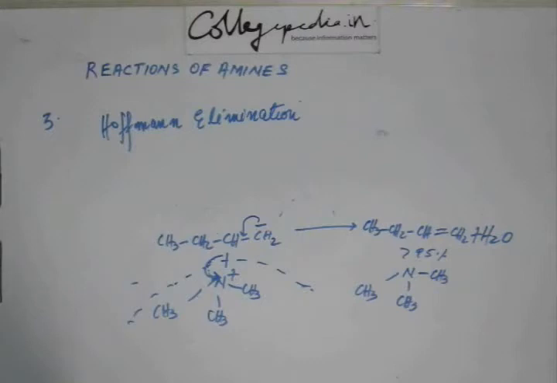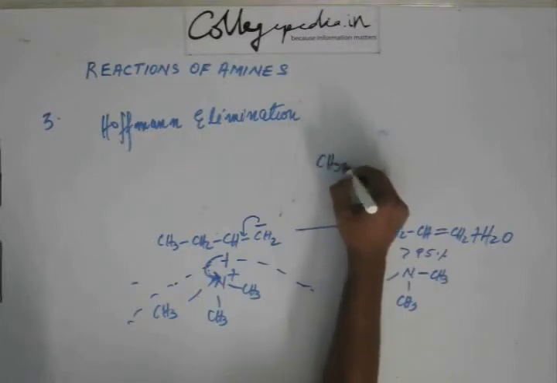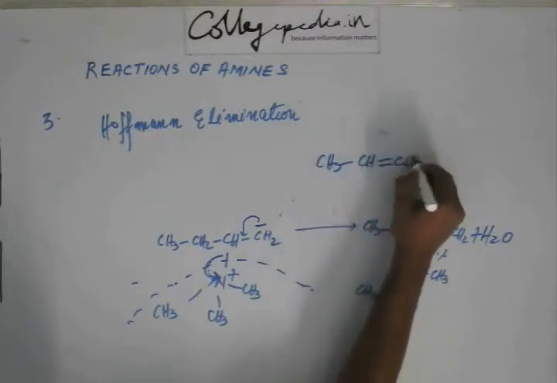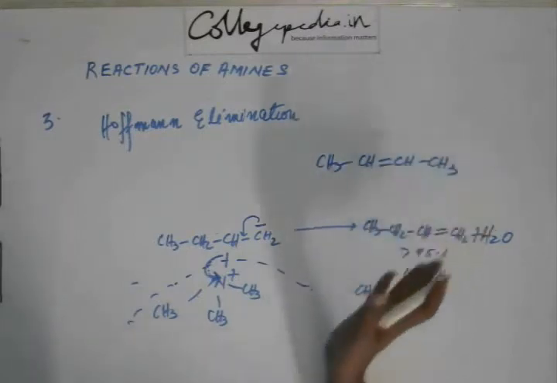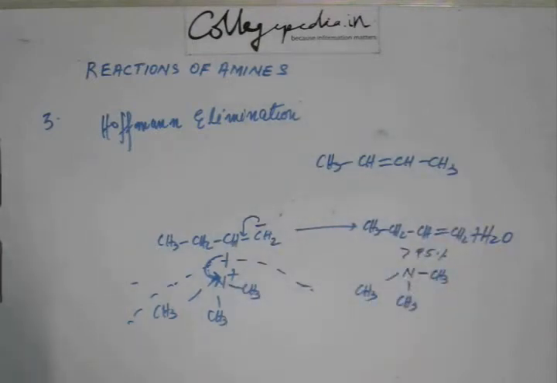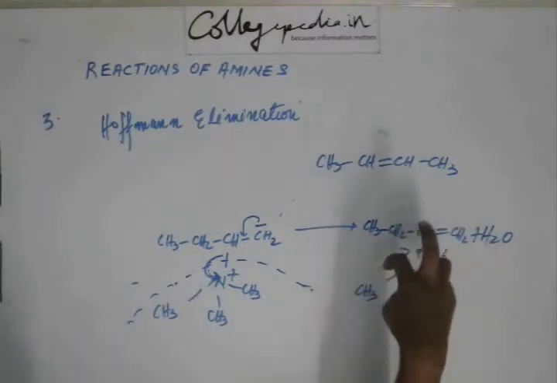Now Hoffmann and Saytzeff, there are two rules concerning elimination reaction. Let me quickly recapitulate those two rules. Saytzeff elimination is the one in which after elimination the alkene is the most substituted alkene. For example, in this case 2-butene is more substituted butene, because if you see the number of alpha hydrogen, there are 6 alpha hydrogen here. 1-butene has only 2 alpha hydrogen.